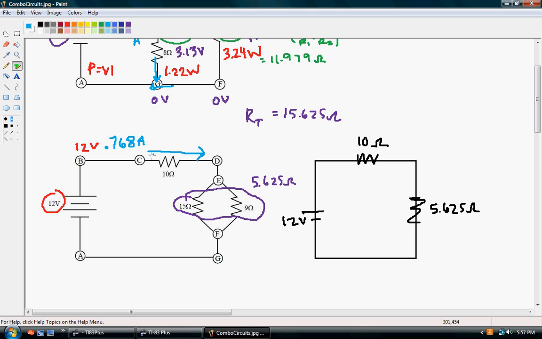So we want to find out how many volts this 10 ohm resistor is using. Our voltage is our current times our resistance. So 0.768 times 10 will get you 7.68 volts. So we had 12 volts, we used 7.68, and we're going to be left with 4.32 volts.